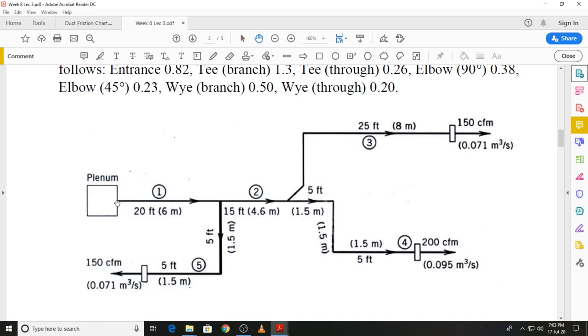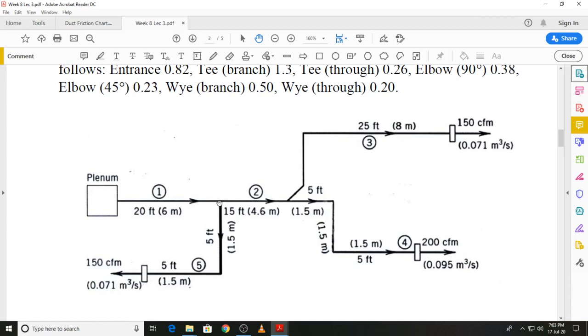When we start with segment 1, right at the beginning there will be a dynamic loss due to the entrance effect. Then we have the straight section. So for run 1 we will calculate the dynamic loss plus the frictional pressure drop due to the straight portion of segment 1.